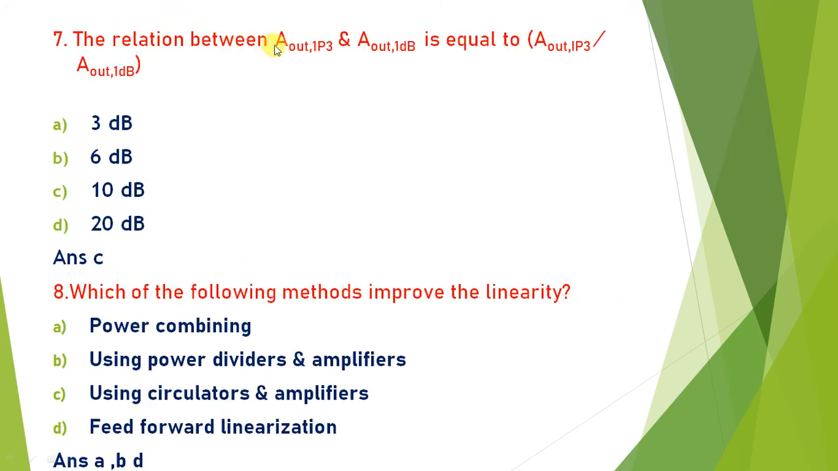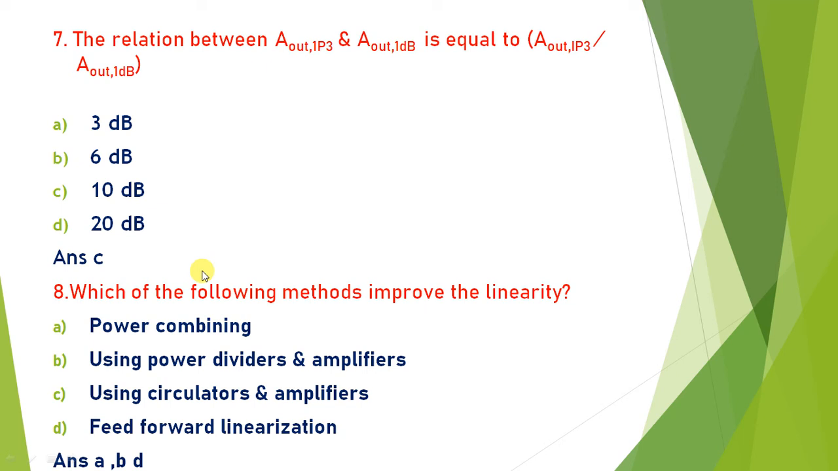The relation between A output IP3 and A output 1 dB is that it is equal to A output IP3 divided by A output 1 dB. So if you take the ratio of the output gain in dB, then it will come out to be 10 dB. So this is the theory part of the question. So the answer is 10.